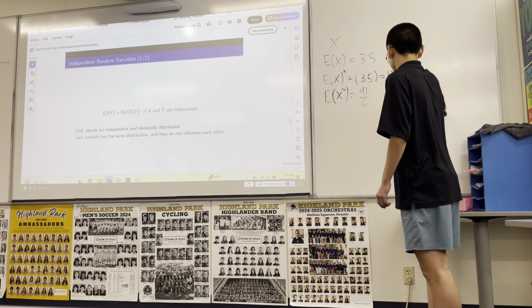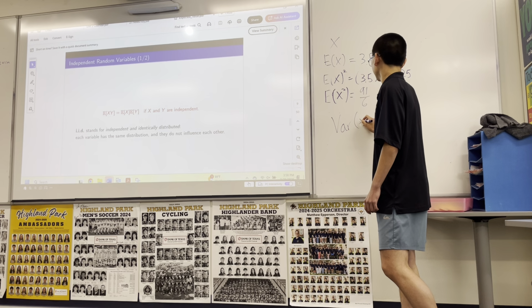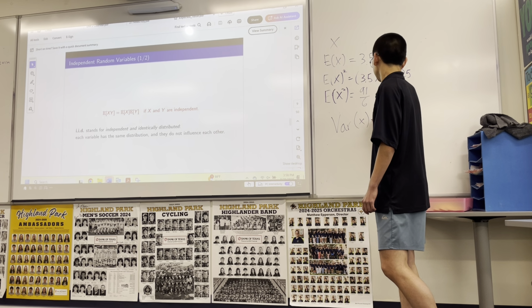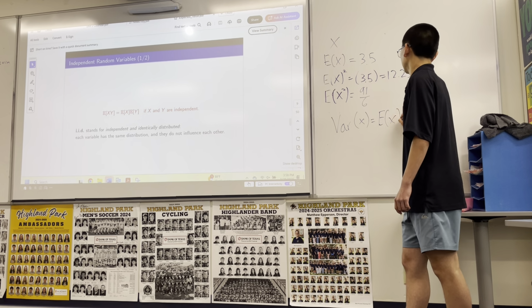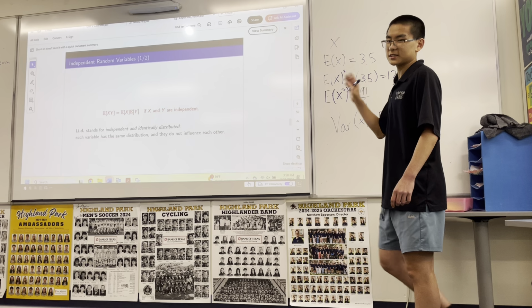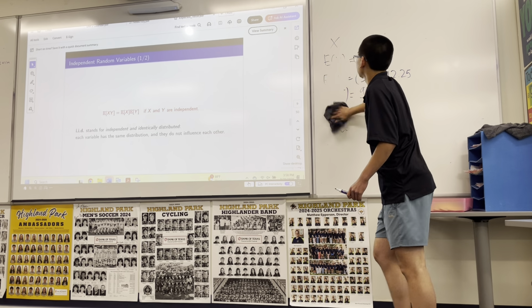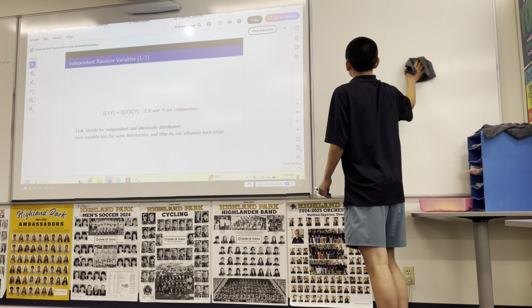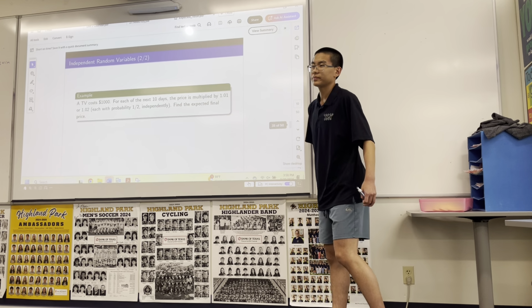Also, if you are taking statistics, you can know that the variance of X is equal to the expected value of X squared minus the square of the expected value of X. But that's just a tangent. Now we'll actually use this identity for independent random variables on the next problem.